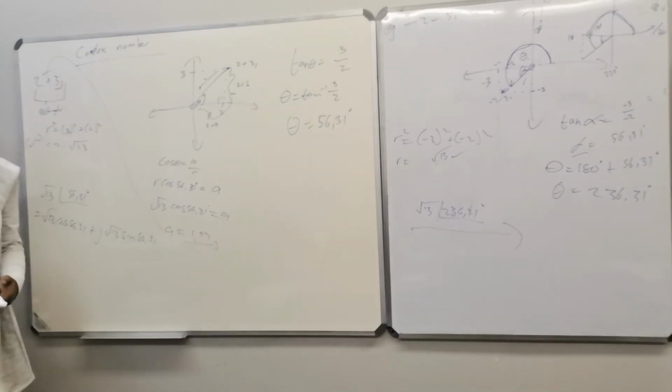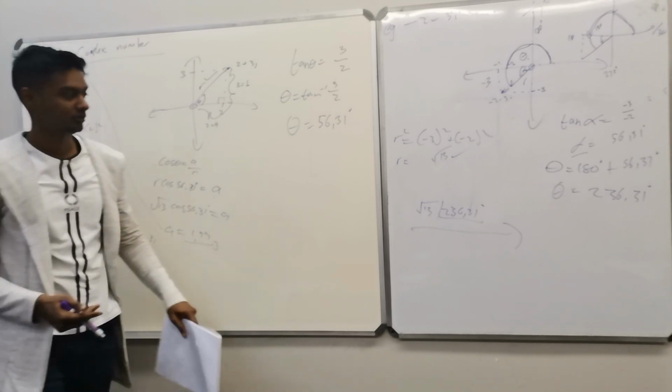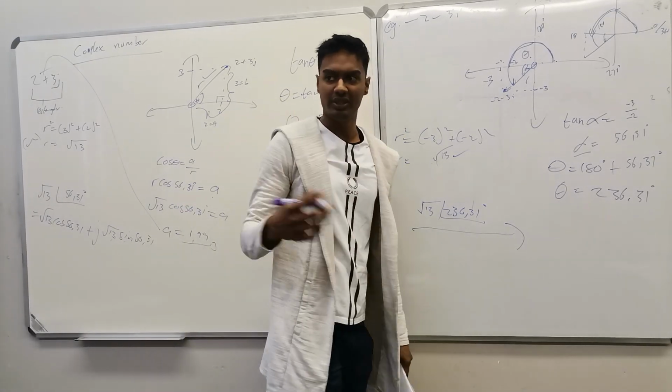-2, -3. But backwards, how would you know if they give you that in the exam? How would you know about the angles? Right, no, you just put it straight.